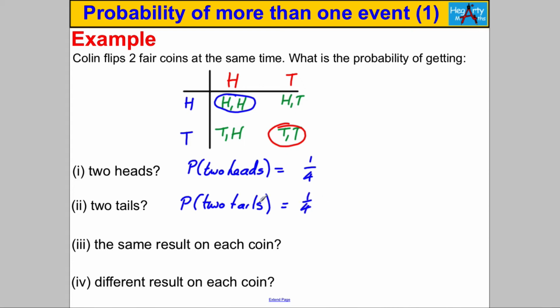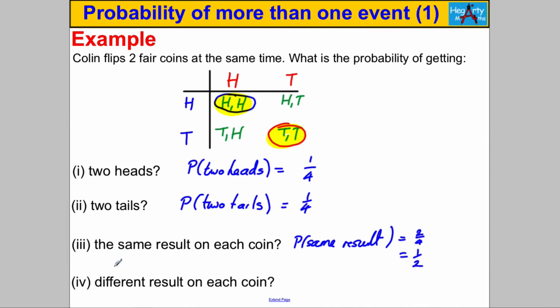Okay, now what's the probability of the same result on each coin? Now this is where the sample space diagram comes in really neatly for us. The same result on each coin. Well, in the case of a head-head, that's the same result on each coin. In the case of a tail-tail, that's the same result on each coin. So you've got 2 out of a possible 4 outcomes. Alright, so the answer here is 2 out of 4, and that obviously simplifies to a half.